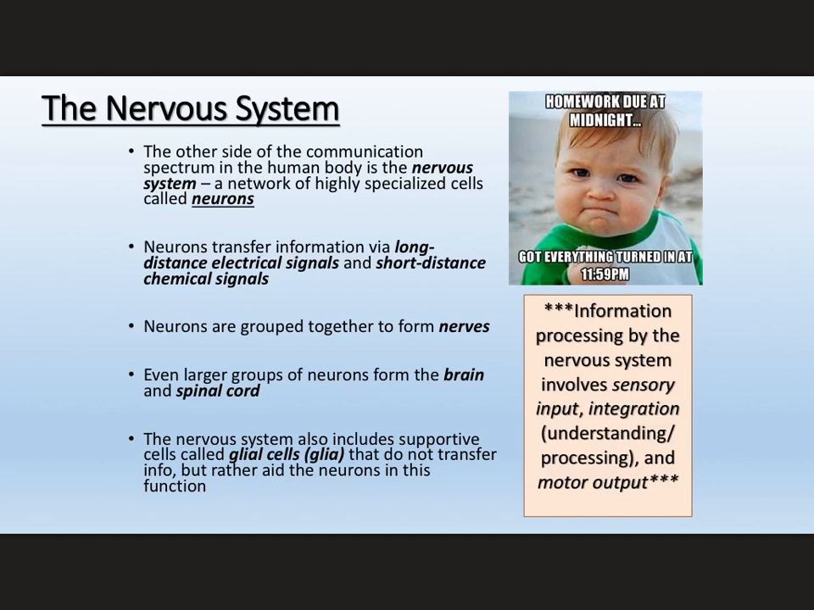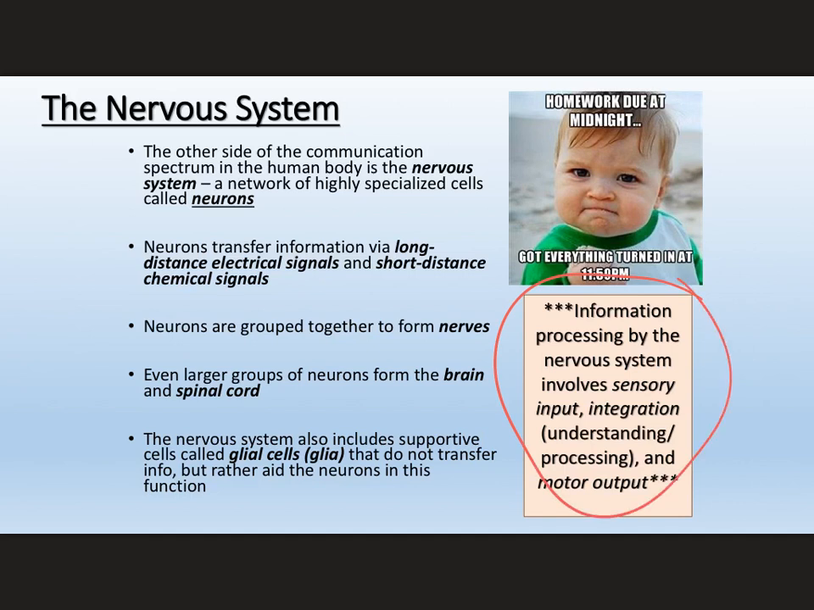Now, if we start with some background and structure of the nervous system, neurons are what we call these nervous cells. Neurons go together to form a nerve, so you have a bundle that is a nerve running from a certain place to another place in your body. And then you have two very large bundles of nerves or neurons, which are your brain and your spinal cord. Now, the nervous system also includes some supportive cells called glia or glial cells. These do not communicate or transfer information, but rather they support the neurons and help them to do their job.